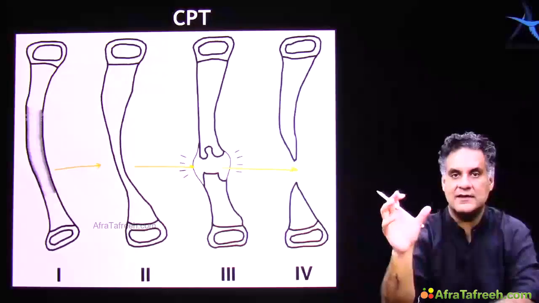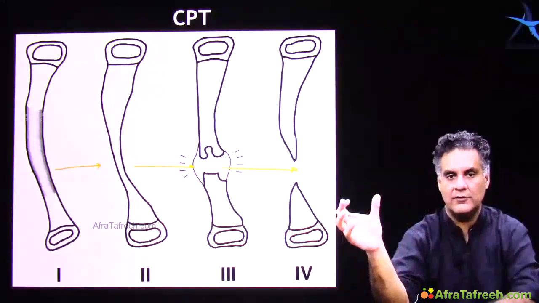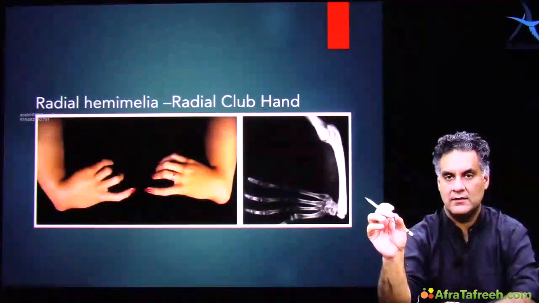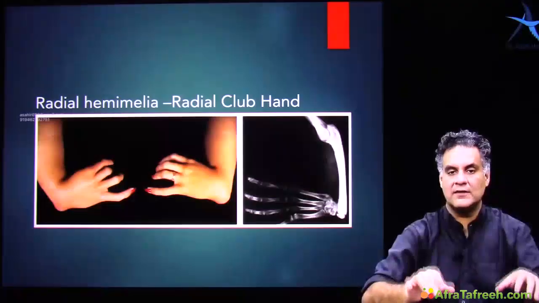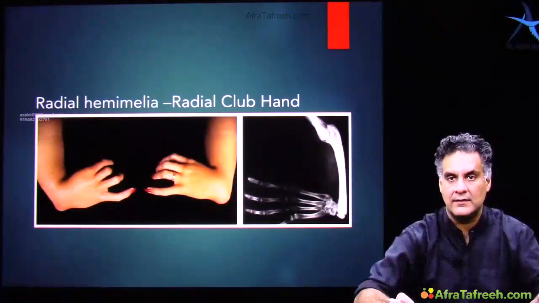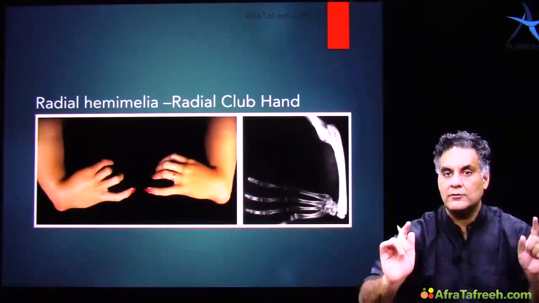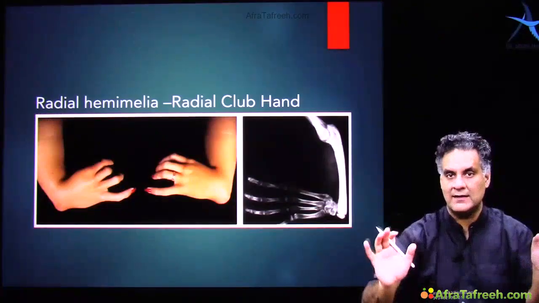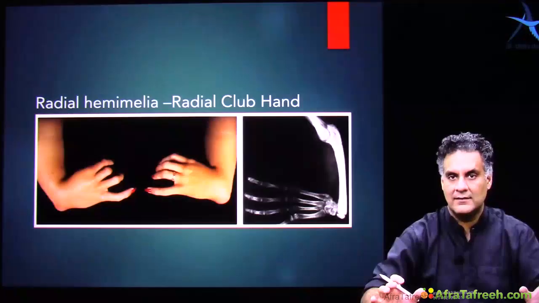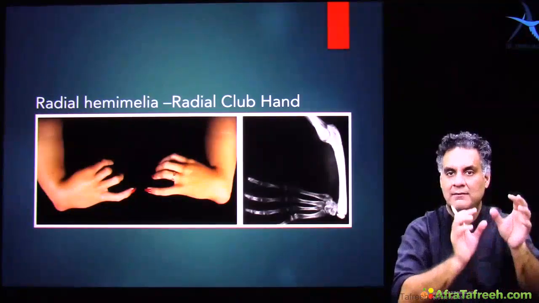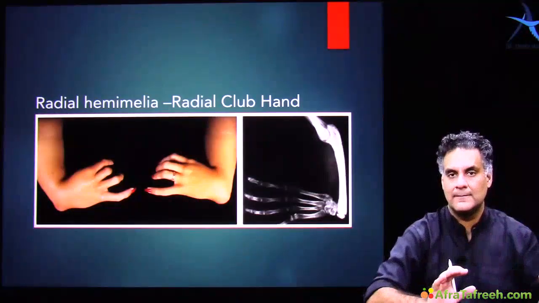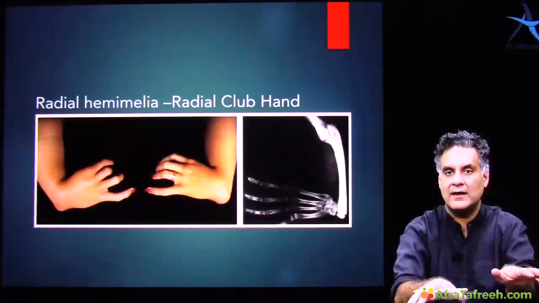The deficiency decides the deformity. If you don't have the radius, your hand will move towards the radial side. This is called radial club hand or radial hemimelia. You also don't have the thumb, and it's bilateral. So you don't have the whole axis: the thumb, the radius, the muscles, the vessels. If you don't have the ulna, it's ulnar club hand.